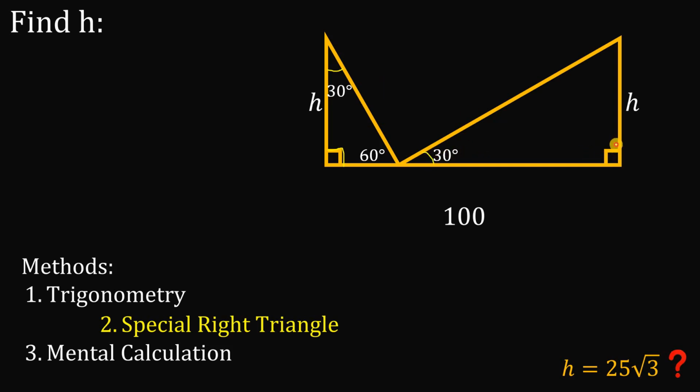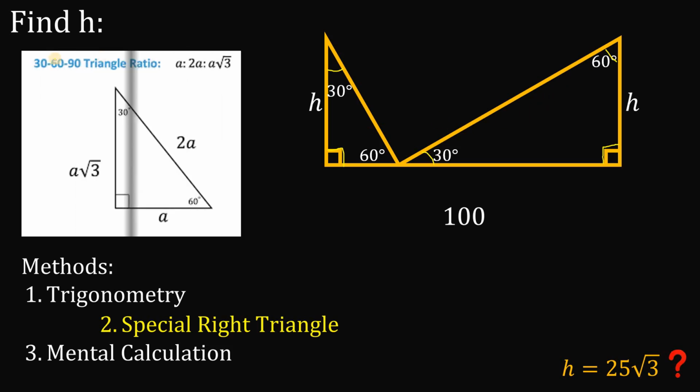Also, if this is 30 degrees, this is 90 degrees. So, this angle right over here must be equal to 60 degrees. Now, using this concept of a 30, 60, 90 right triangle, the ratio of each side must be A is to 2A is to A times square root of 3.